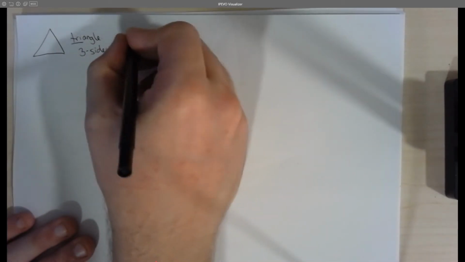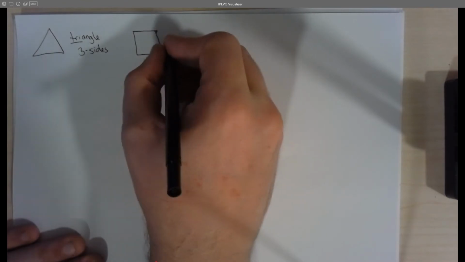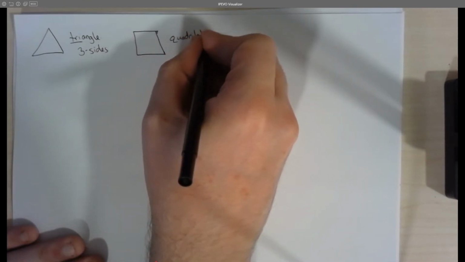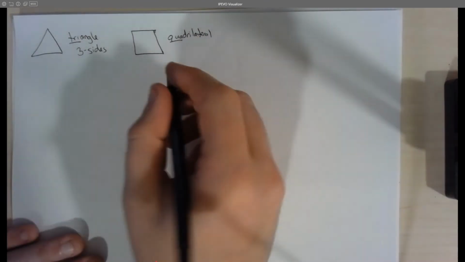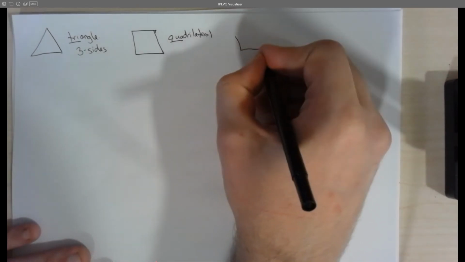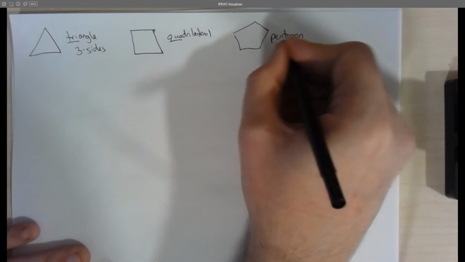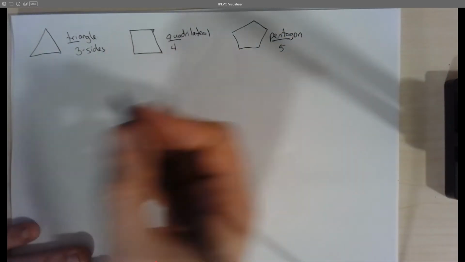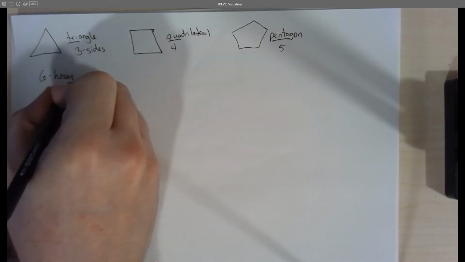Any four-sided shape, it doesn't have to be a square, it could be a rhombus, parallelogram, a trapezoid, anything like that, we call a quadrilateral. Refers to four sides. Quad means four. Any five-sided shape we call a pentagon. Again, penta means five. Quad means four. Any six-sided shape we call a hexagon.